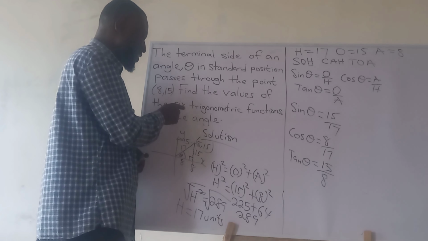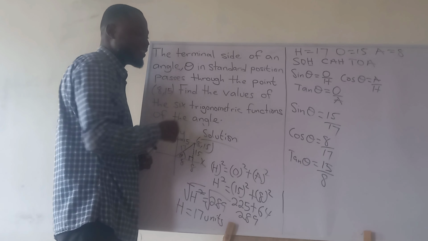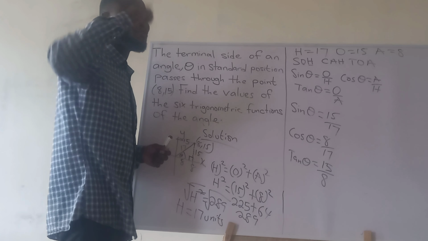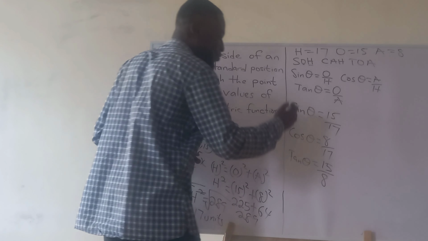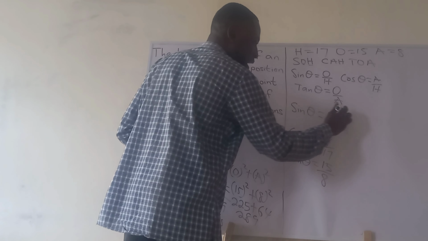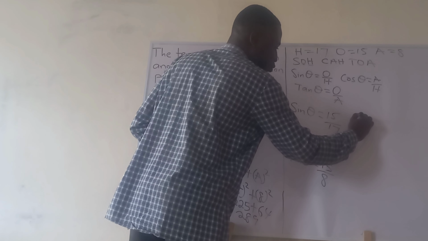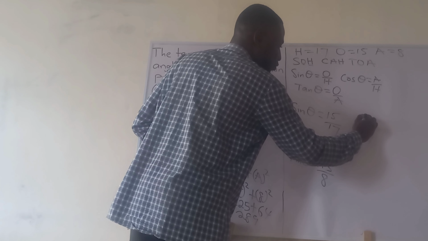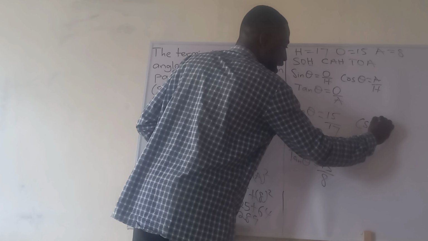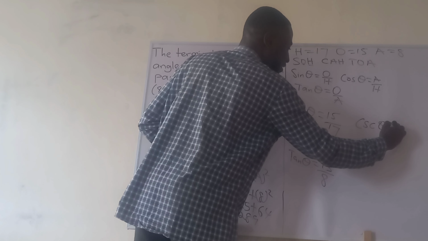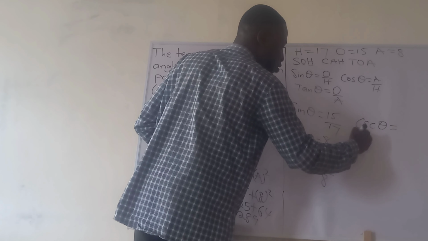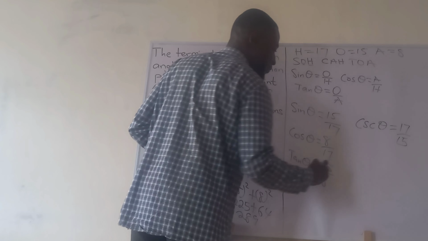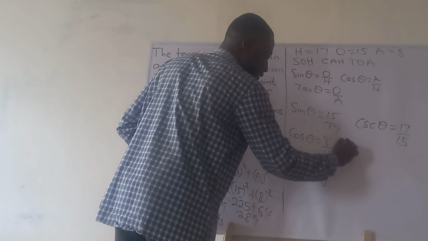But remember, the question is 6 trigonometric functions. So we have 3 here. The other 3 are the reciprocals of these ones. So let's do that. For sin theta, the reciprocal is cosec theta, or CSC theta. Cosecant is shortened as CSC. So CSC theta equals the reciprocal, 17 over 15.